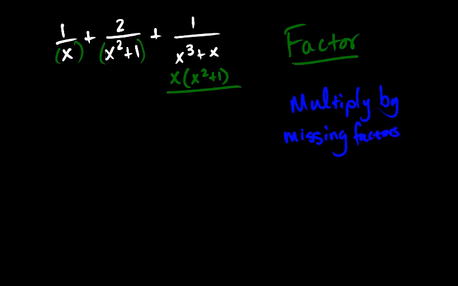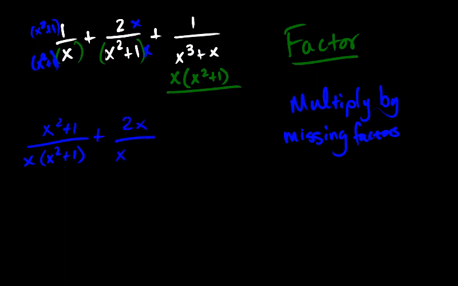And so the missing factors that I want to multiply by are, for the first one, I want to multiply by x squared plus 1. Sorry, I'm running out of room. And then on this one, I just want to multiply by x. And the third one is good. So on top of the first one, we would have x squared plus 1 over x times x squared plus 1. Plus 2 times x, which is 2x, over x times x squared plus 1, plus 1 over x times x squared plus 1.